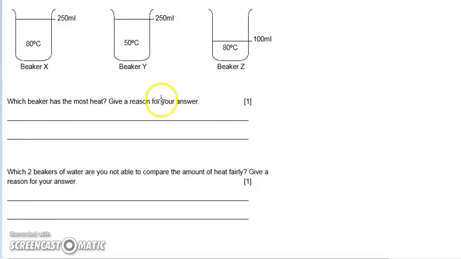Okay, so we have three similar beakers filled. Two of the beakers, X and Y, are filled with liquid water, 250 ml each, whereas the third one only has 100 ml. The water in X and Z is at 80 degrees Celsius, whereas Y is only at 50 degrees Celsius. The question is, which beaker has the most heat?